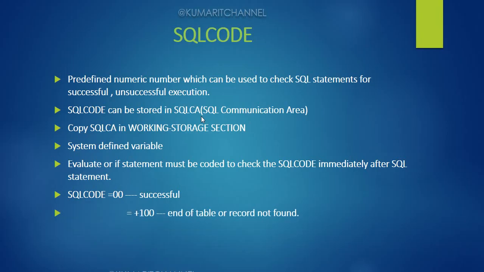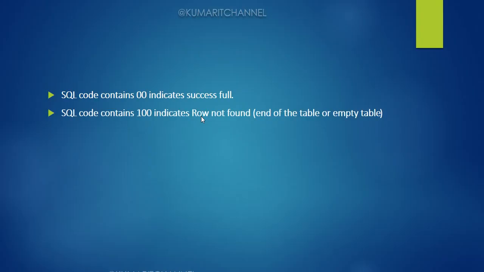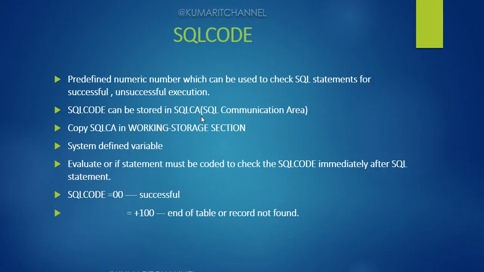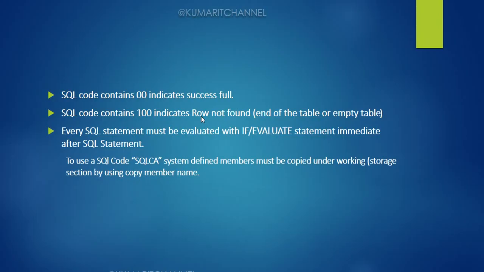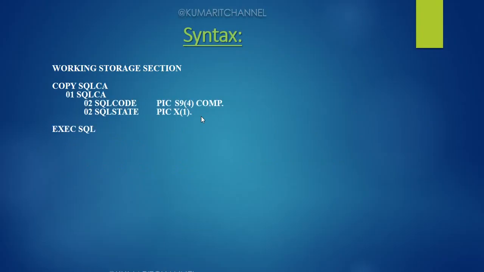When SQLCODE is 00, that means successful. 100 means end of the table. As I said, SQLCODE 00 indicates successful and 100 indicates row not found, or it can be the end of the table. Every SQL statement must be evaluated using IF and EVALUATE. Obviously we use IF and EVALUATE to check this. To use SQLCA, the system defined area must be copied under the working storage section, and I have already explained that. So let's see the syntax clearly: working storage section, copy SQLCA, and you can see EXEC SQL INCLUDE SQLCA, 01 SQLCA, SQLCODE and SQLSTATE.